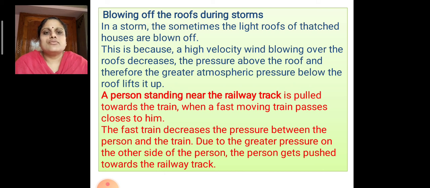Another example for application of Bernoulli's theorem is that a person standing near the railway track is pulled towards the train when a fast moving train passes close to him. The fast train decreases the pressure between the person and the train. Due to the greater pressure on the other side, the person gets pushed towards the railway track.